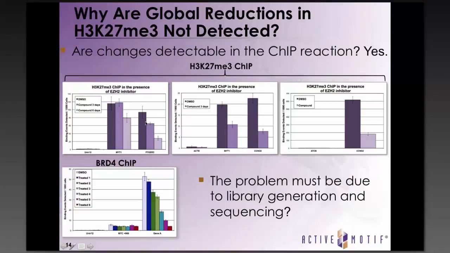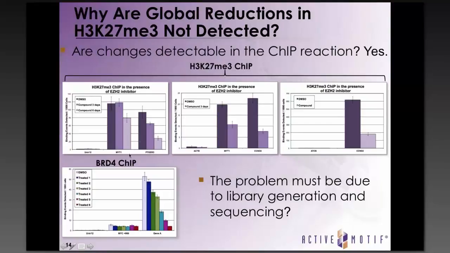So here's 3 separate experiments using 3 different EZH2 inhibitors. We performed ChIP followed by qPCR at select genomic loci. And in each case, you can see somewhere between a 2- and 4-fold decrease in K27 occupancy in the presence of the inhibitor.